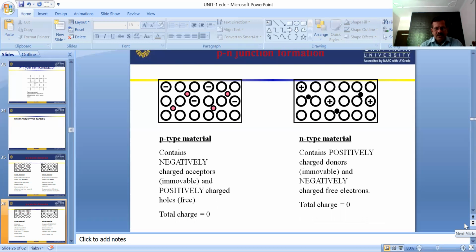In p-type material, you see here, the material contains negatively charged acceptors that are immobile and positively charged holes that are free. The total charge is 0 because the electrons recombine with the holes. So the total charge will be 0. N-type material contains positively charged donors that are immobile and negatively charged free electrons, so the total charge will be 0.